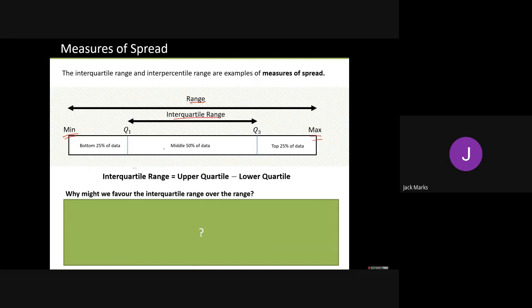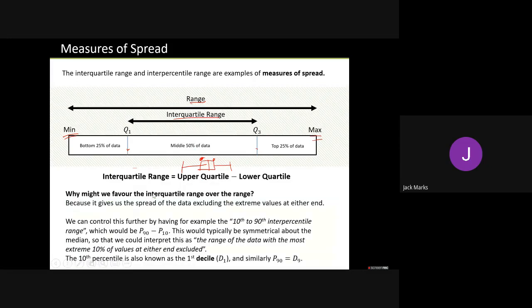Interquartile range, if you cast your mind back to when you did box plots, is when we look at the lower quartile and the upper quartile, and we look at the range between them. This might be more reliable because it avoids extreme pieces of data. And you can also do this with percentiles. So you may wish to look at, say, the 10th to the 90th percentile, where you get rid of the lowest 10% and the highest 10% of the most extreme data either side.